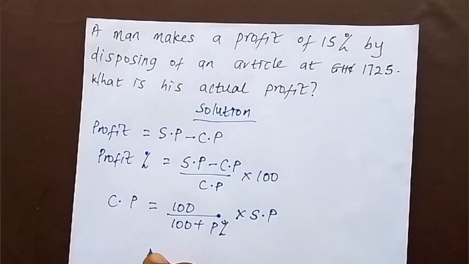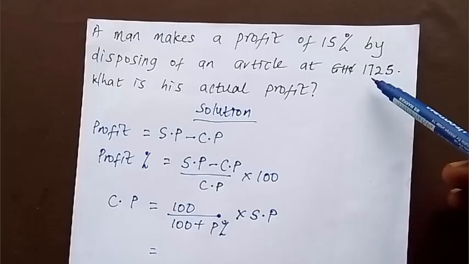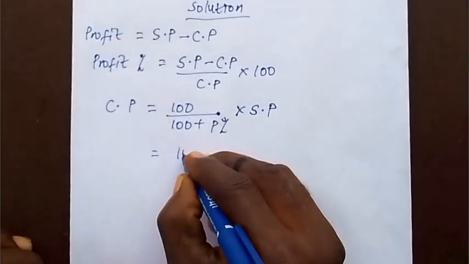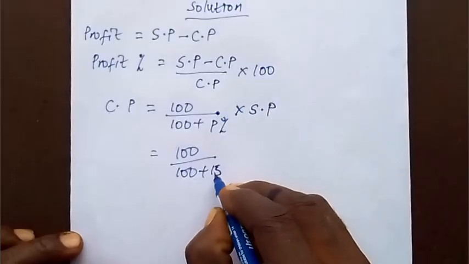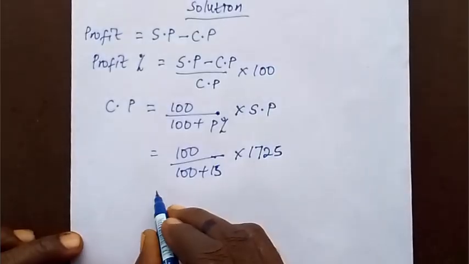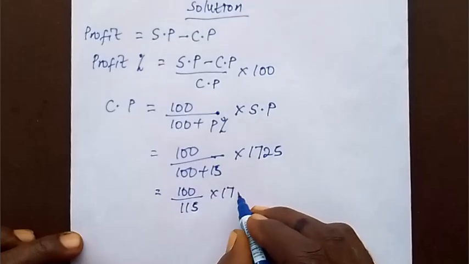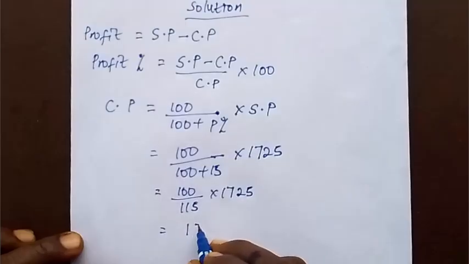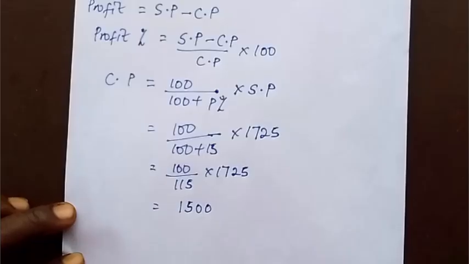From here, our profit percent has been given to us as 15%, and our selling price has been given to us as 1,725. So this is going to give us 100 all over 100 plus the profit percent of 15, times our selling price of 1,725. This is equal to 100 over 115 times 1,725. Doing this will give us 1,500 Ghana cedis. So this is the cost price of the article.